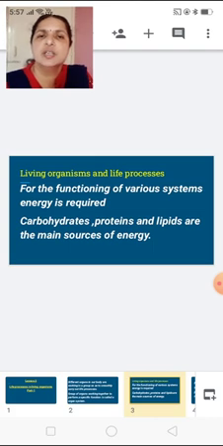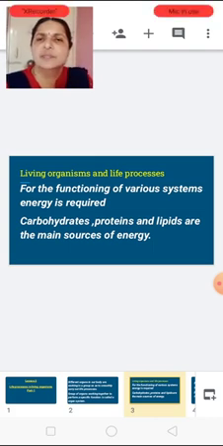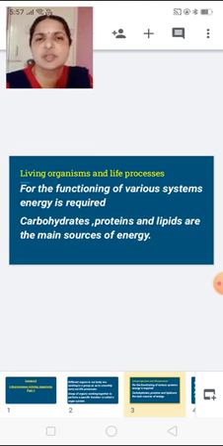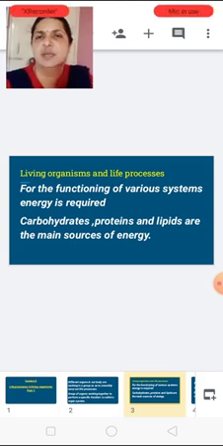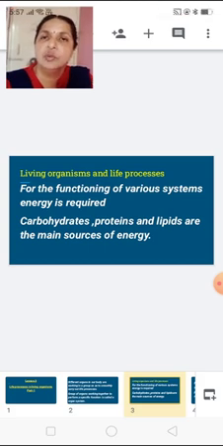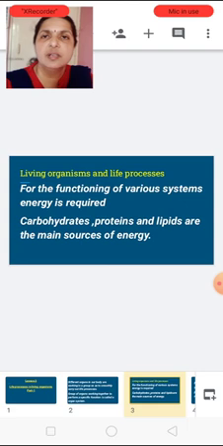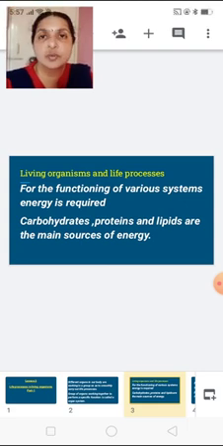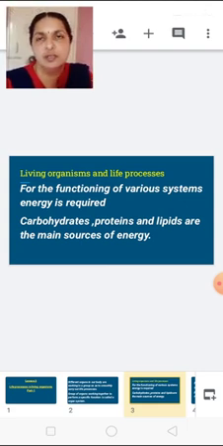For the functioning of various systems, energy is required. Can you name some of the systems in our body? Circulatory system, respiratory system, endocrine system, excretory system, so many other systems. We have learnt about the reproductive system also. We are going to learn about this in this year.